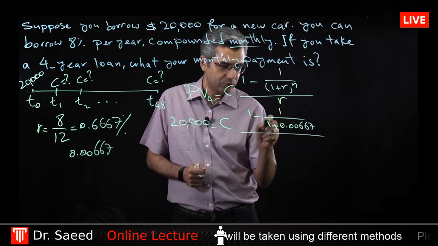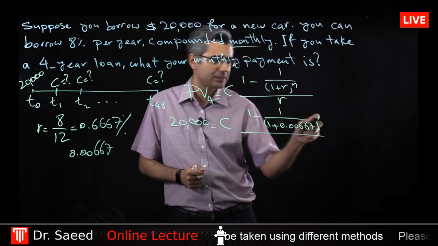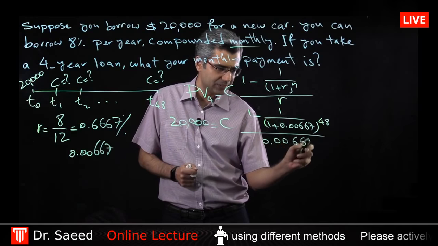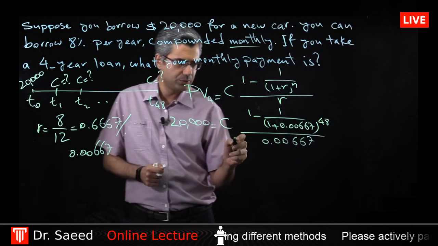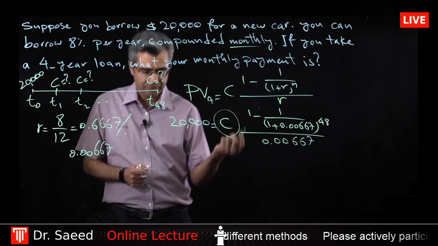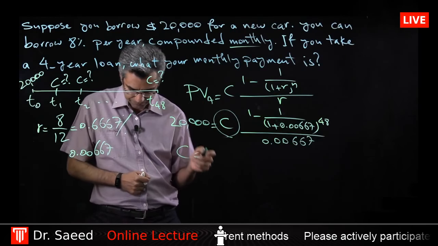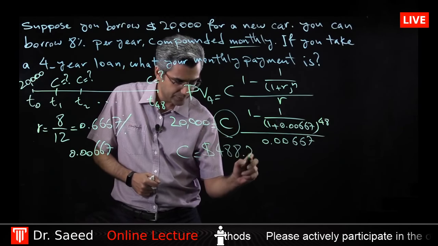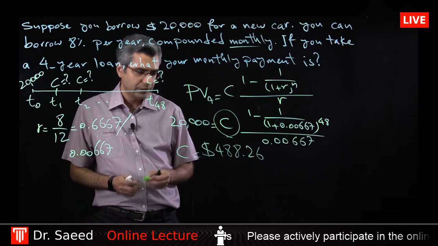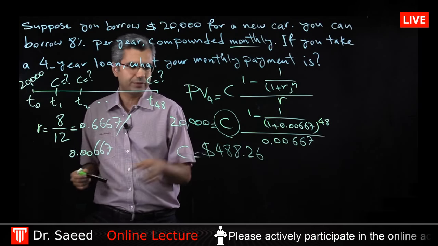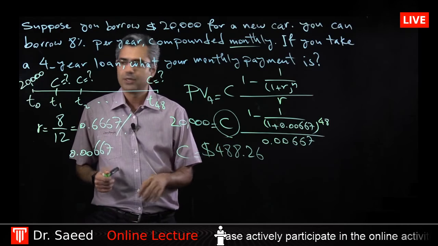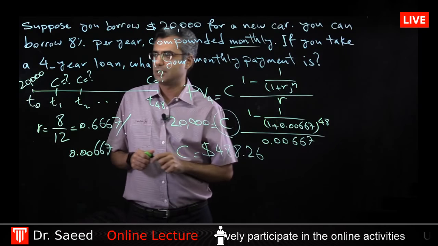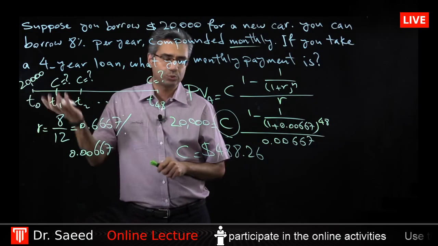Yeah, almost the same. So then the power is how many periods? 48 periods, and the rate is 0.00667. And then you need to compute C, right? If you do the calculation, C will be 488.26 US dollars. It means every month you have to pay 488 US dollars for the next 48 months, and this means you can borrow $20,000 today.